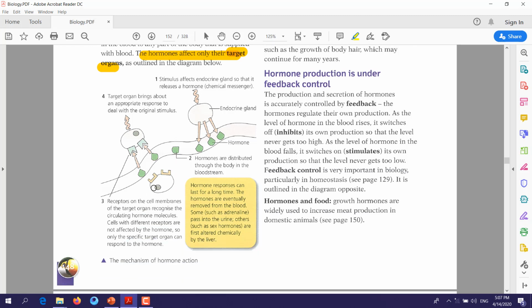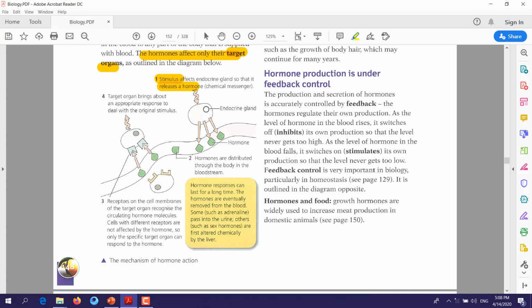Here, this diagram shows how the hormones will be produced, and also how they will be transported to the target cell. Firstly, a stimulus affects the endocrine gland so that it releases the hormone. Okay, firstly, we will have a stimulus. This stimulus will affect the endocrine gland. Then the endocrine gland will release the hormone.